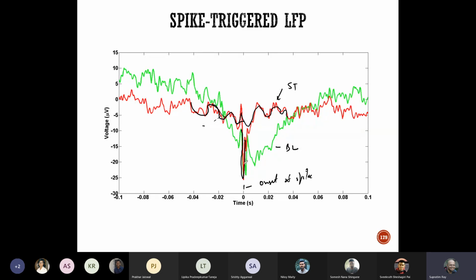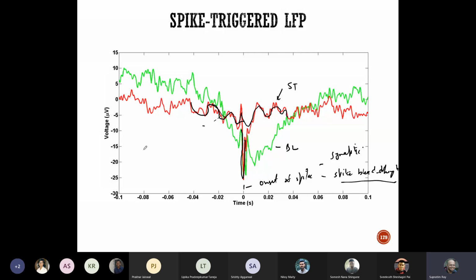All the events that led to the spike will trivially be captured here in the LFP. So any synaptic event as well as a spike bleed through. This term keeps coming, spike bleed through. So what does this mean? Think about what is happening in the LFP.